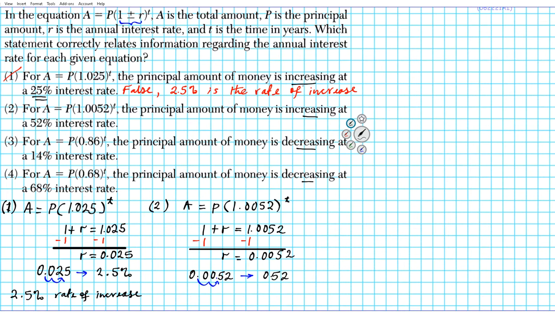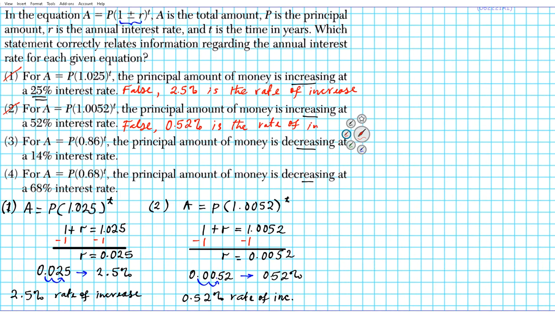0.52%. All right, so we have a 0.52% rate of increase. Now, does that agree with what's specified here? Absolutely not. It says 52%, whereas the correct rate of increase is 0.52. So this statement is false. Why? Because 0.52% is the rate of increase.